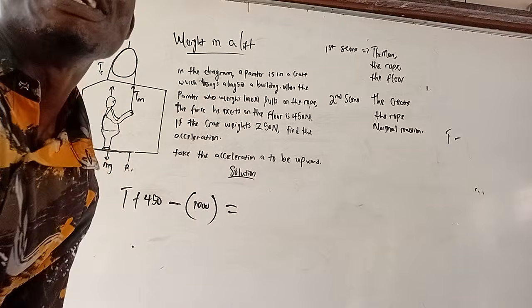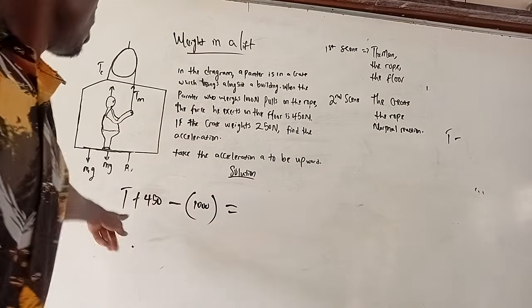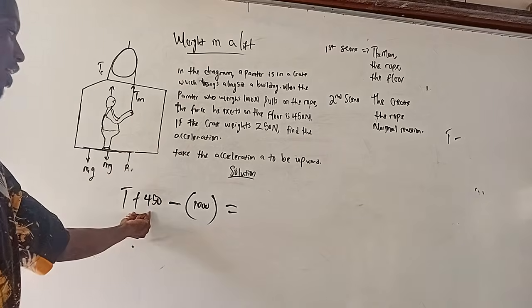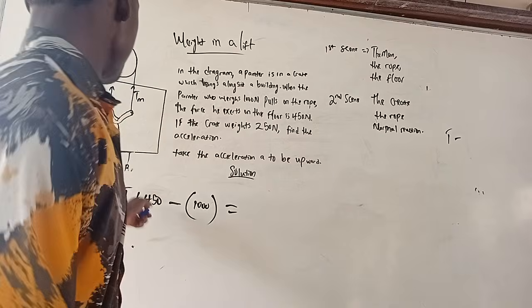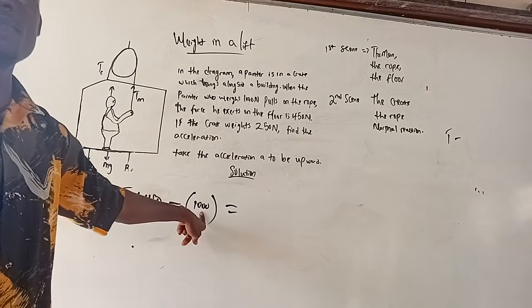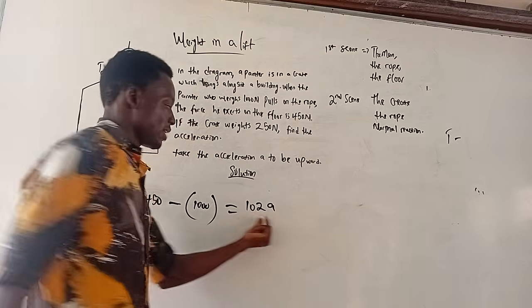So the crate reacts with the same amount. So since the reaction is upward, tension is also upward. So upward force minus downward force equals mass times acceleration. The mass of the man is the weight of the man divided by gravity, which we got as 102.8 mass earlier.